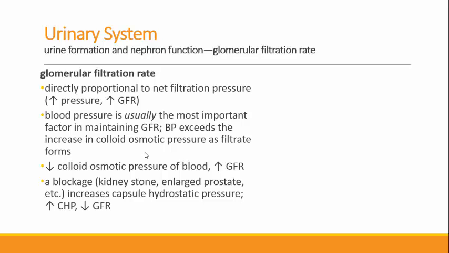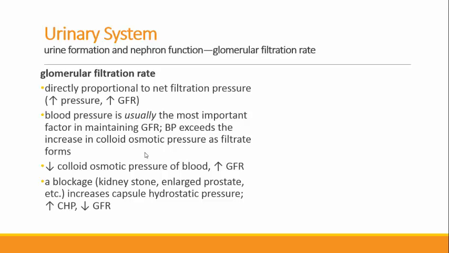If we decrease colloid osmotic pressure of the blood, that is, if some of those proteins were to leak out of the blood vessel somewhere in the body, if we reduce colloid osmotic pressure, then we're going to see an increase in glomerular filtration rate.